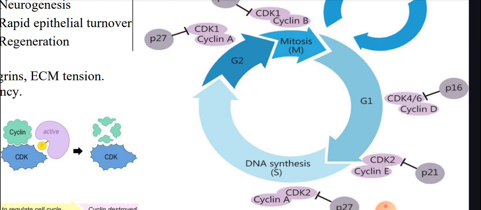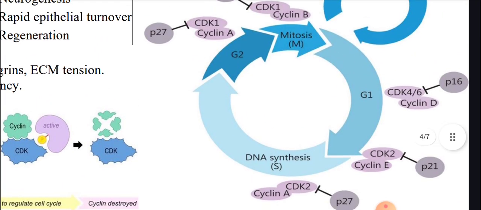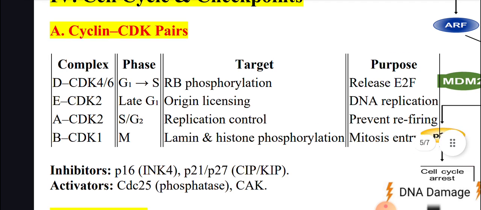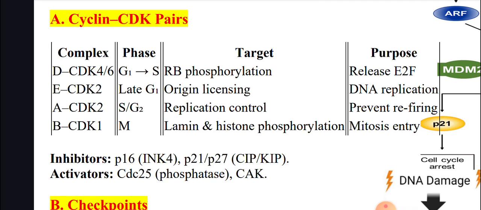And finally the big event, mitosis, M phase. Entry into M phase is driven by the activation of cyclin B partnering with CDK1, also known as CDC2. This complex, often called MPF, maturation promoting factor, triggers the dramatic events of mitosis: chromosome condensation, nuclear envelope breakdown, spindle formation, by phosphorylating key proteins like nuclear lamins and histones. So a sequence of cyclin-CDK waves pushes the cell through the cycle.